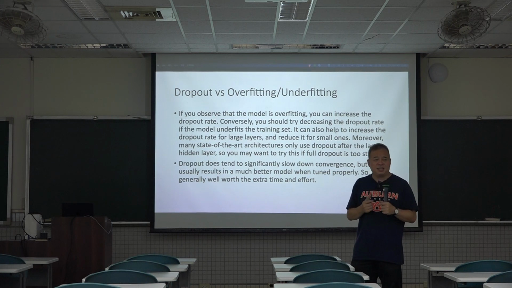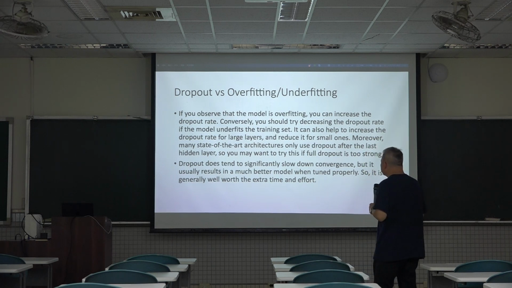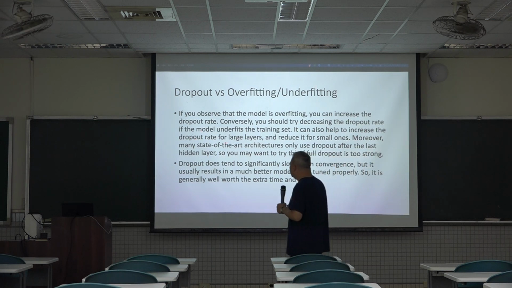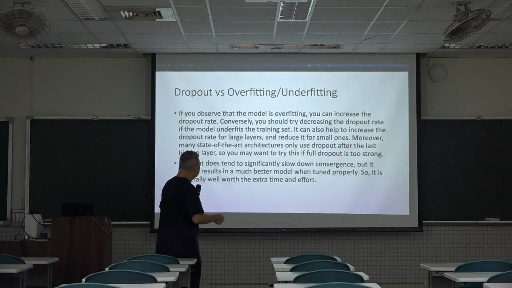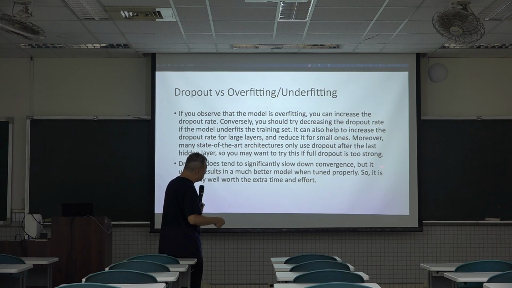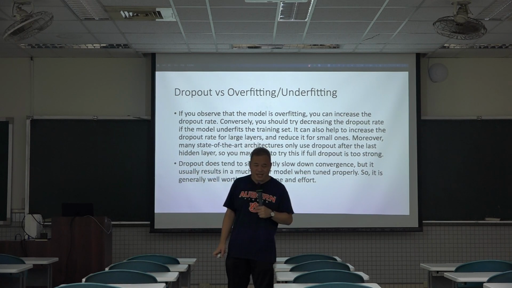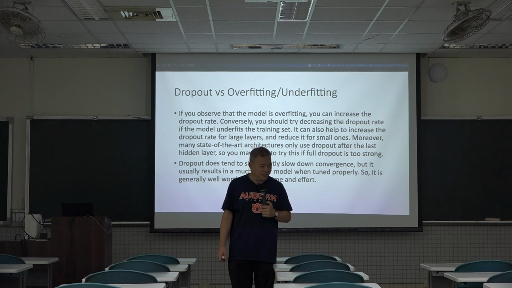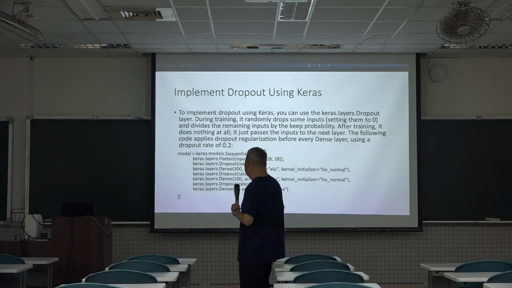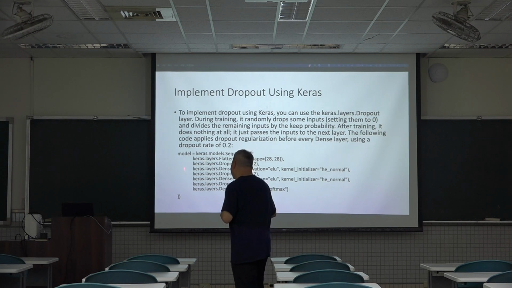So it depends on the performance of your model. Many state-of-the-art architectures only use dropout after the last hidden layer. You may want to try this if full dropout is too strong. You don't have to apply dropout to every layer. As I said, normally you only apply dropout to the last few layers. You could apply dropout to every layer like this, except the output layer, of course. But you don't have to.